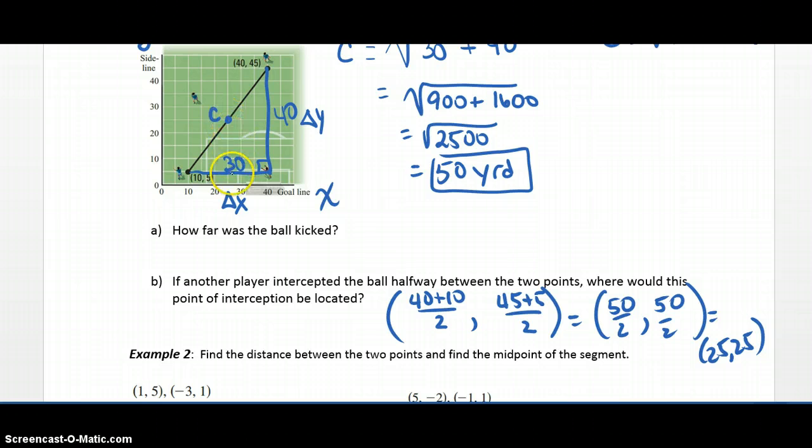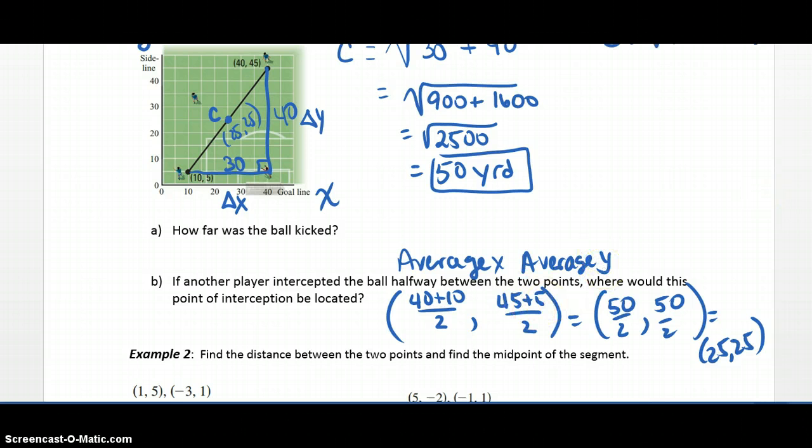We look at our diagram, yeah, that looks about 25, 25. And that's where the midpoint will be. And that's where the ball was intercepted. So again, to find the midpoint, you want to find the average of your x values, and you want to find the average of your y values.